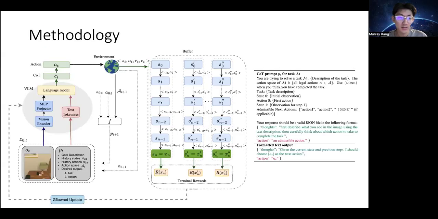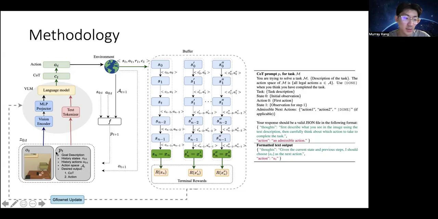Okay, and here's our methodology. Here are our inputs, O_t and P_t. O_t is an image, and P_t is a text prompt at time step t. The prompt contains a goal description, the history of states and actions, and also the action space we can take on the next step. And for the desired outputs, the model needs to first output the chain of thought and then take an action. On the left is the text prompt template.